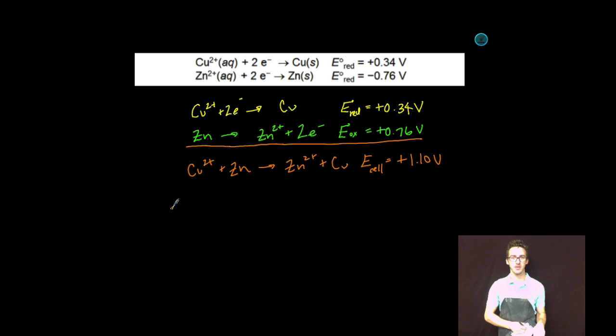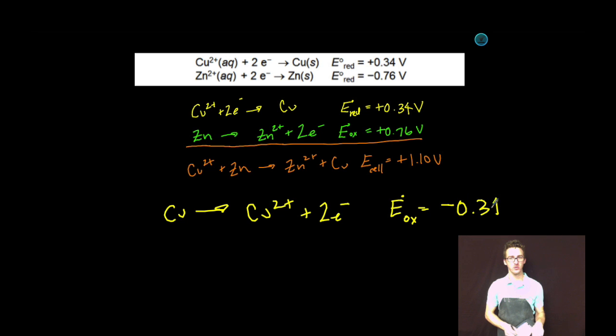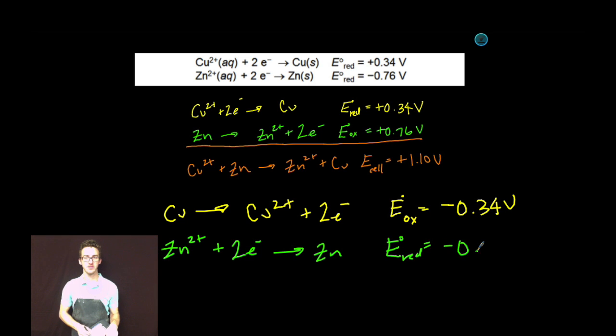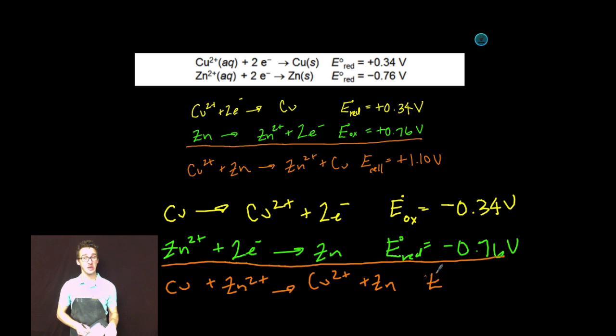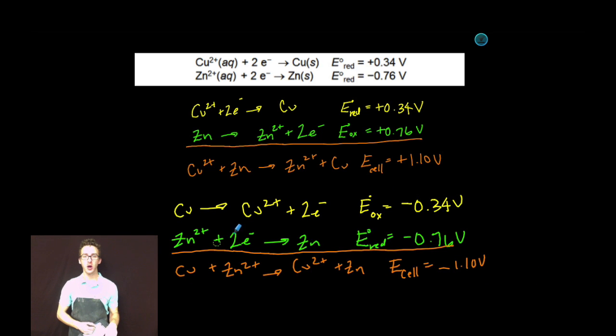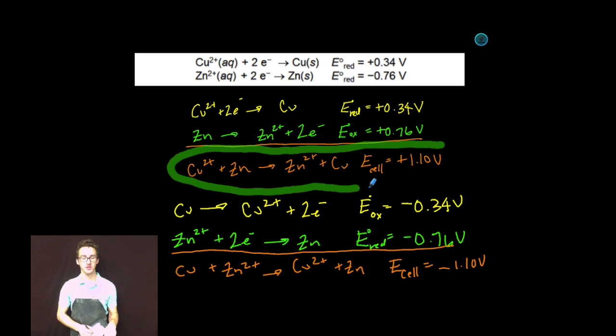Okay, but what if we had done it the other way around? What if we had said that copper was being oxidized? That would mean that its oxidation potential would be negative 0.34 volts, and that zinc was being reduced. We would keep its reduction potential as what's given to us as negative 0.76 volts. Now when we combine these two equations and sum our oxidation and reduction potentials to get the overall potential for our cell, we get negative 1.10 volts. So notice that the two processes are opposite one another. Here's how I've written it originally. This is the reverse process.